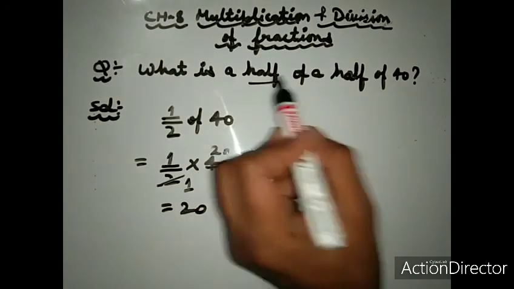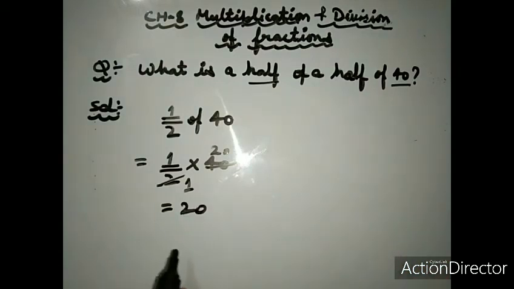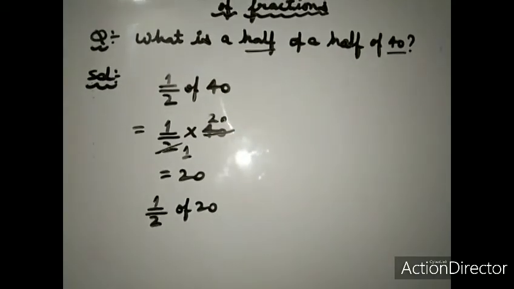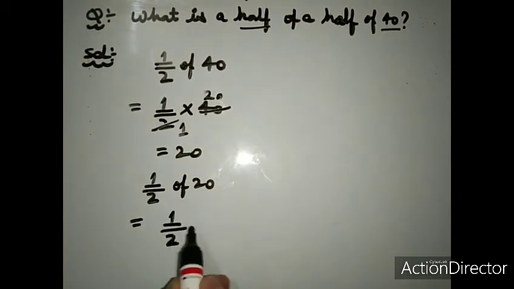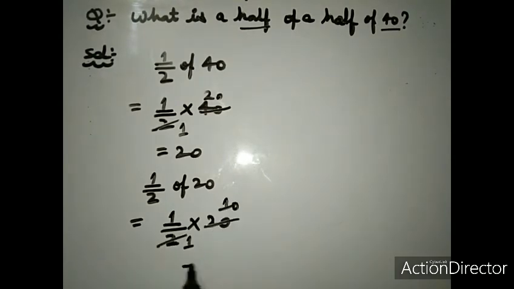So we get the first half of 40. Now again we find the second half, meaning half of 20. So here we write 1 upon 2, "of" replaced by the multiplication symbol, and 20. Now 2 1s are 2 and 2 10s are 20. So here we get 10. So here we say that 10 is a half of 40, right?